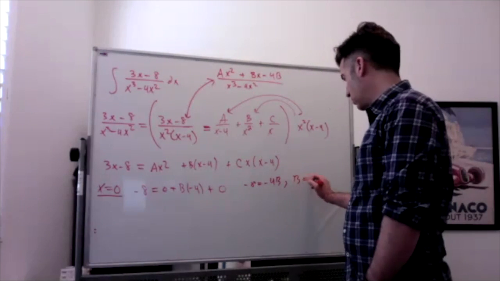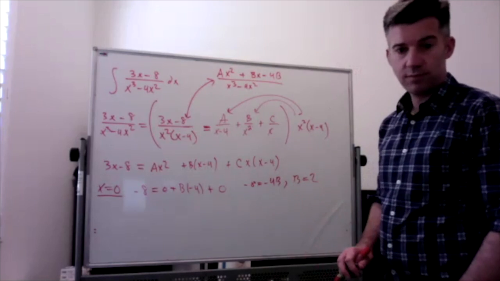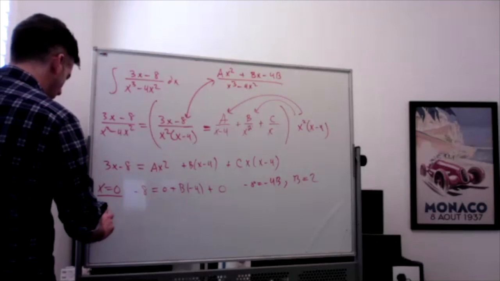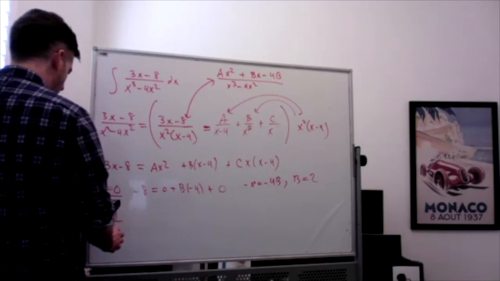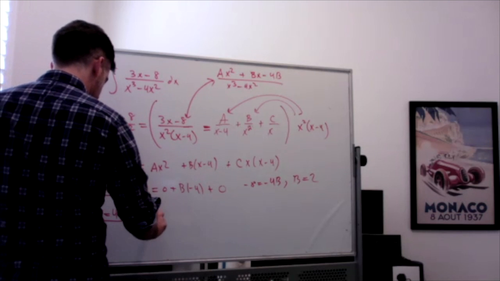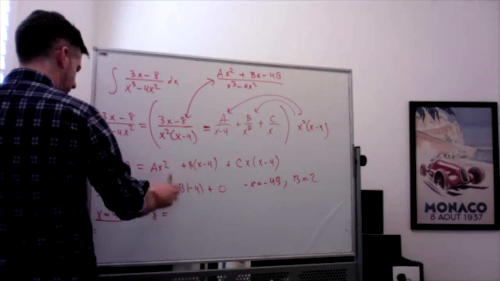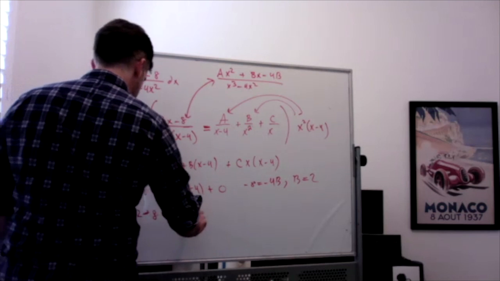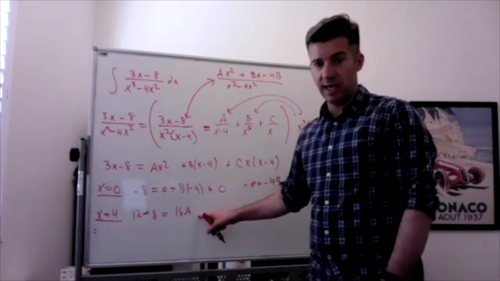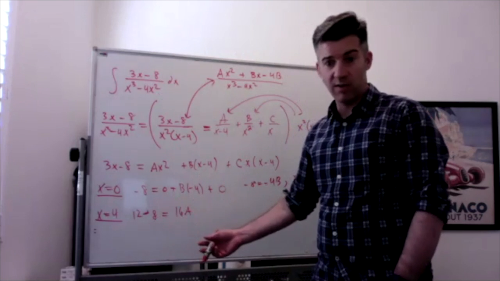So b is equal to 2. All right, let's use our other convenient value, x equal to 4. If x is 4, 3 times 4 is 12 minus 8 equals a times 4 squared, which is 16a, plus b times 0 plus c times 0. So 16a equals 4, so a equals 1/4.